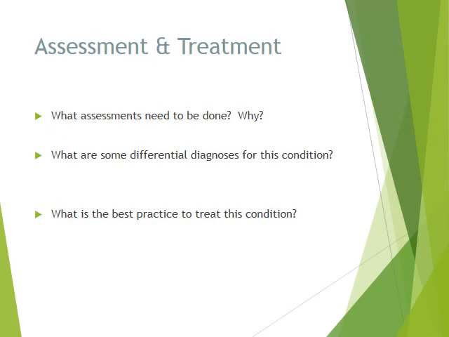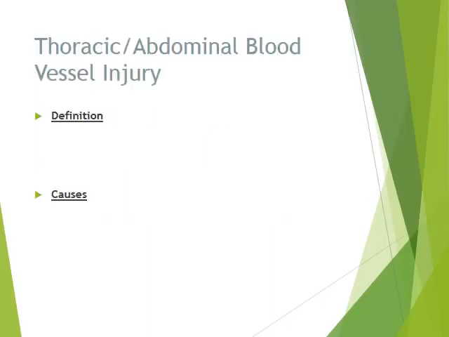All right, and then assessment and treatment. What do you need to assess? Obviously a chest x-ray, take a good history, and then what are some differential diagnoses for this condition? So think about all the things I've told you just in this case, and then come up with your own differential diagnoses for this condition. And then we talked about treatment, obviously surgical treatment or intervention for this type of condition.